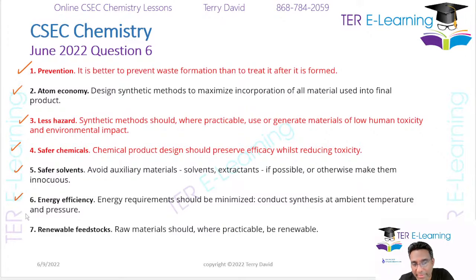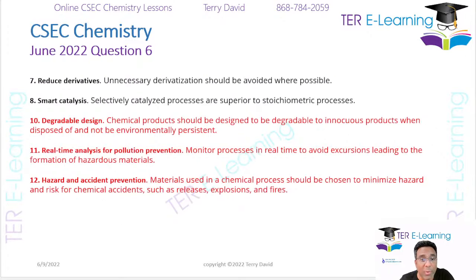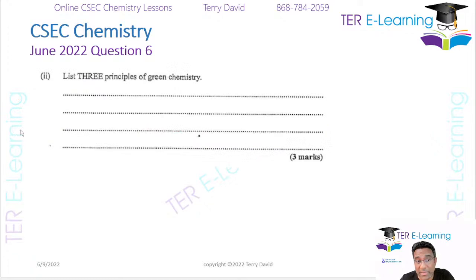So we have 12 of them here, but all they wanted was three of them. That's something you can check up on your own, but that's on the syllabus, yes. They want three principles of green chemistry, any one you want, and that's it.